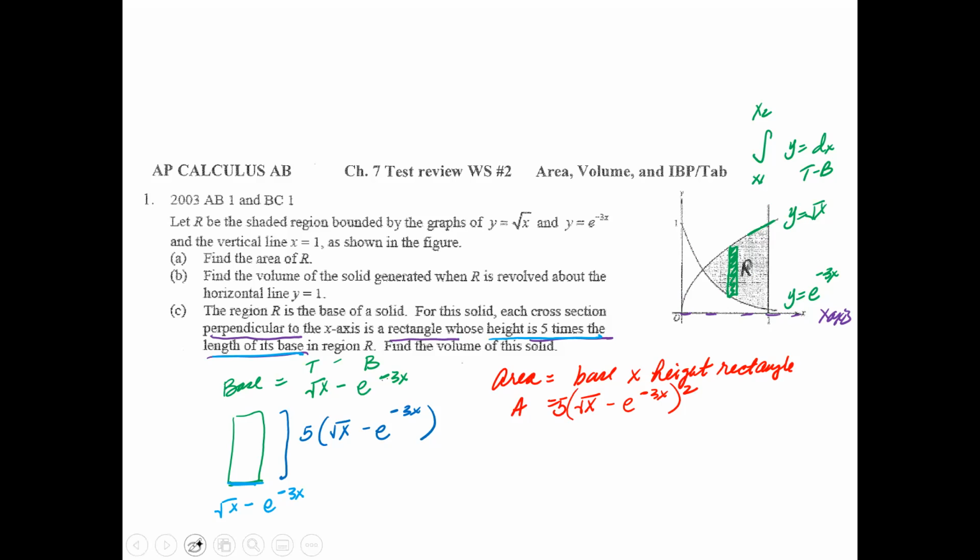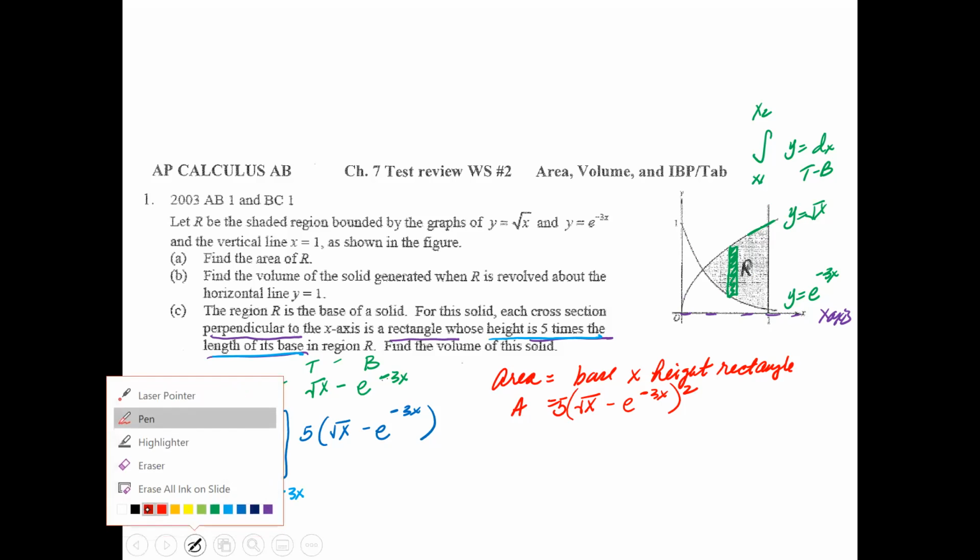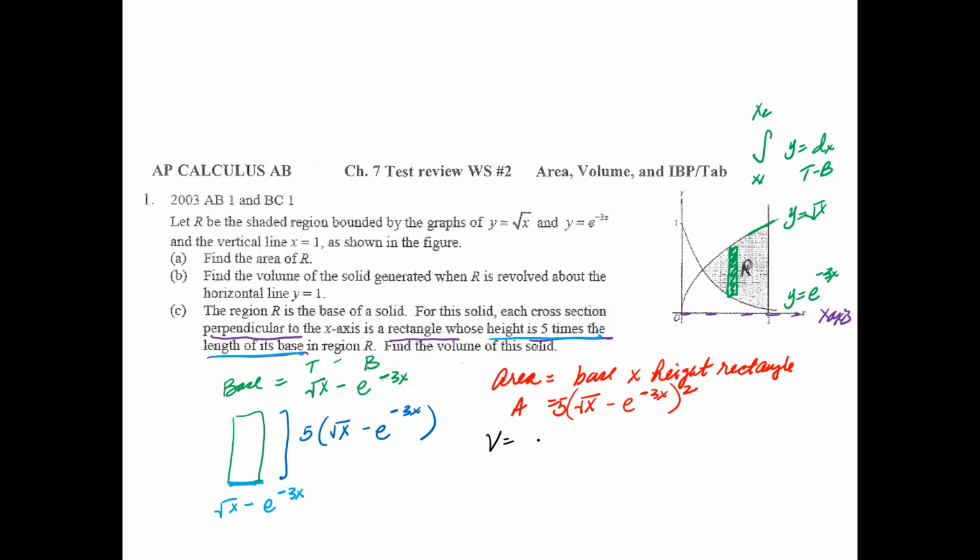Now that you have your area, let's talk about volume. Your volume is going to be the integral with the area of the cross section, which in this case is a rectangle that we just found, dx. All right, so let's plug this in.